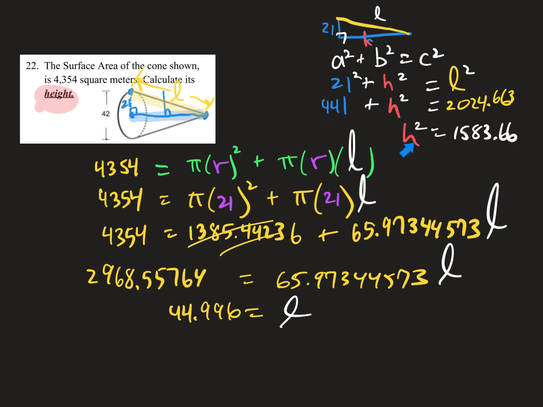And the last step to find the height, h, is to take the square root of both sides. And when we do that, we'll know that the height is approximately the square root of 1583, which is about 39.8.